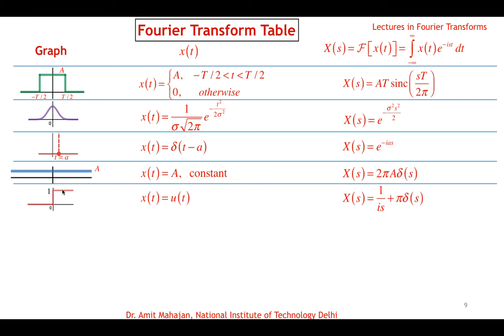Then a unit step function. So there is a unit step at origin, written mathematically as u(t), and the Fourier transform of this is 1 by i s plus pi delta(s), where delta(s) is the impulse at origin.